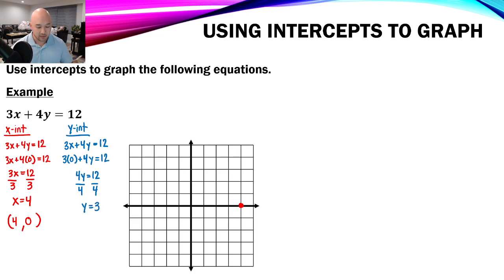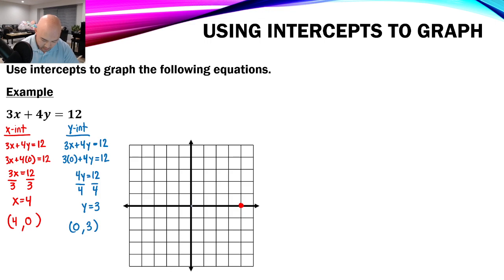So our intercept for the y-intercept, remember, it's going to be a coordinate. The first number is your x value. For y-intercepts, that means x is 0, right? So we have a 0 here. And then your y value we found out was 3. So then our y-intercept would be 0, 3.